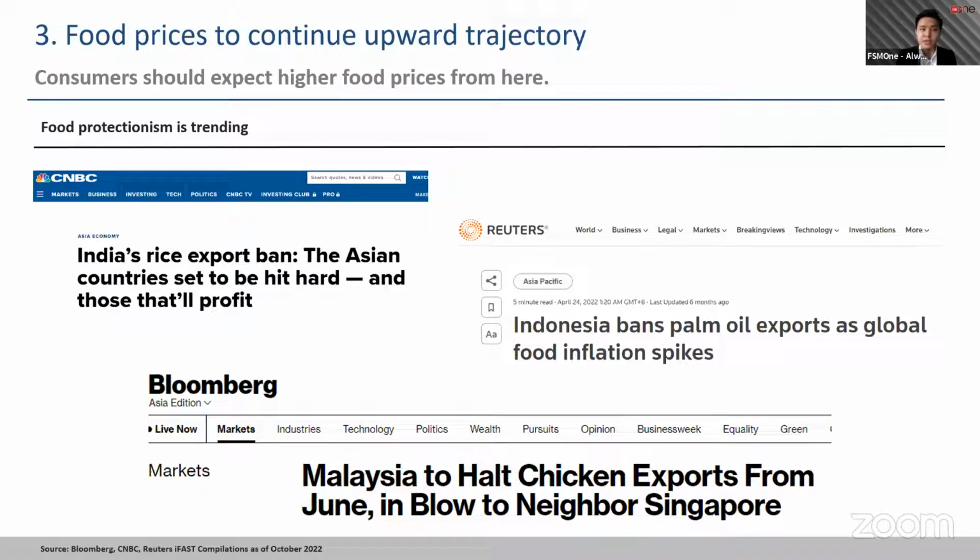And also Indonesia in April banned palm oil exports as global food inflation spikes, while Malaysia also banned chicken exports to ensure that we have enough supplies to cater to domestic needs. So from here we can see that these countries aren't the first to implement food protectionism, and believe it or not, surely they won't be the last. So consumers should expect higher food prices from here.